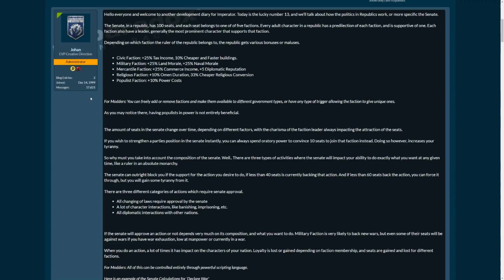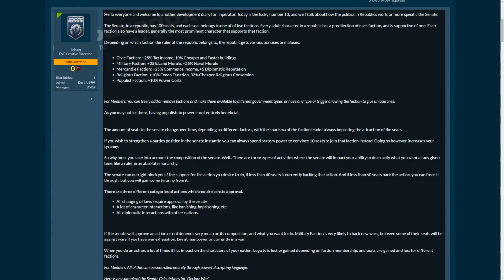For the Civic faction, it's a 25% tax increase, 10% cheaper and faster buildings. Military faction, 25% land morale and 25% naval morale. Mercantile faction, 25% commerce income, 5 diplomatic reputation. I almost said 5 diplomatic relations, but no, it's reputation. That would be a lot. Religious faction, 10% omen power, 33% cheaper religious conversion. Populist faction, 10% power costs.